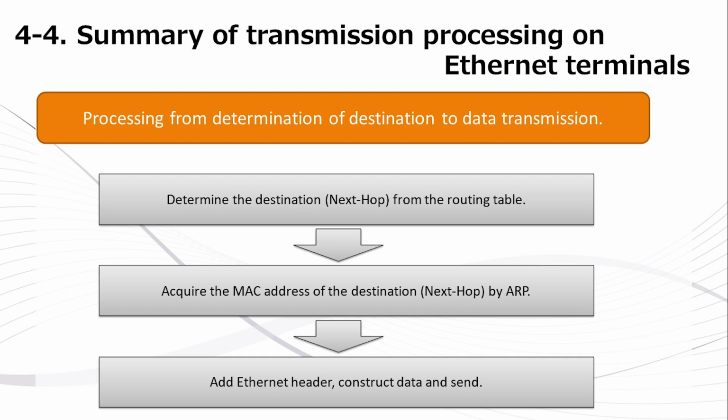First, it finds the corresponding network address from the routing table and determines the communication destination. Next, the MAC address is acquired from the destination IP address by ARP. Finally, the flow is to add an Ethernet header, construct the data, and send it. That's all for IP address and communication mechanism this time.